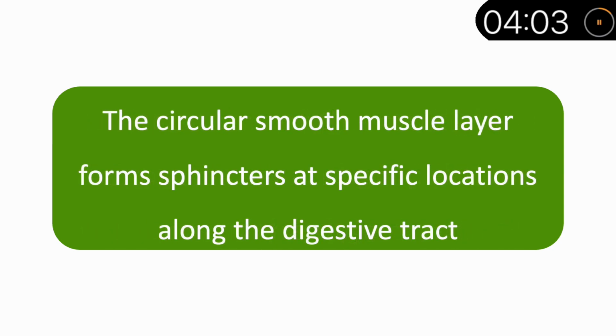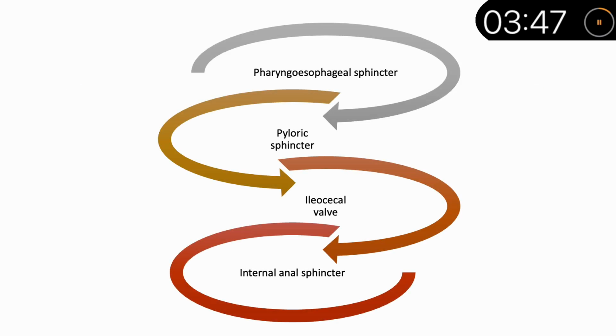At several points along the digestive tract, the circular muscle layer is thickened to form sphincters or valves. From the oropharynx distally, we can see mainly four such structures. The pharyngoesophageal sphincter: actually, the lowest part of the cricopharyngeus muscle is physiologically referred to as the superior or upper esophageal sphincter. That is the pharyngoesophageal sphincter. It prevents the entry of air into the esophagus.